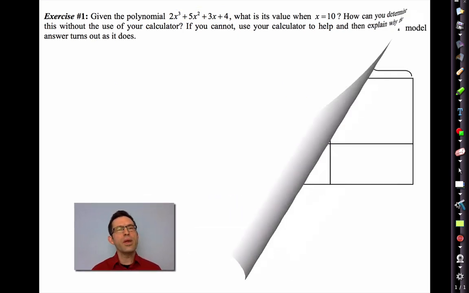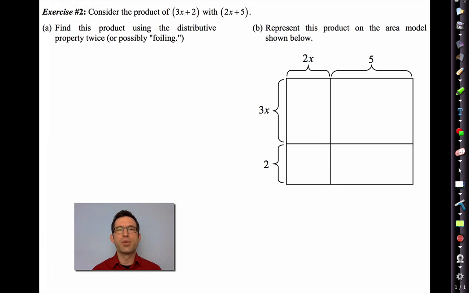Now, when we look at a product like 3x plus 2 times 2x plus 5, it's very similar to multiplying 32 by 25, okay? We have to make sure that everything inside of this parentheses, 3x plus 2, all terms inside of this parentheses, multiply all terms within this parentheses. And it says, find this product using the distributive property twice or possibly foiling. We'll come back to that in a moment.